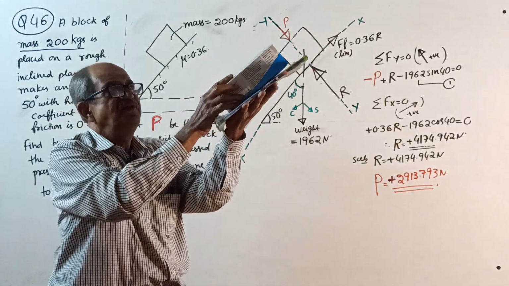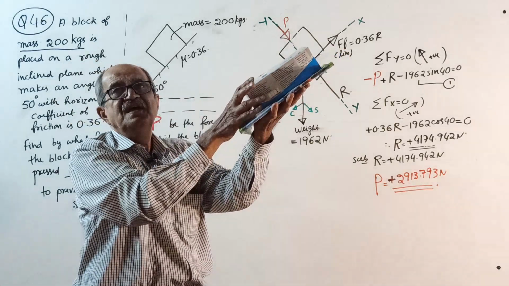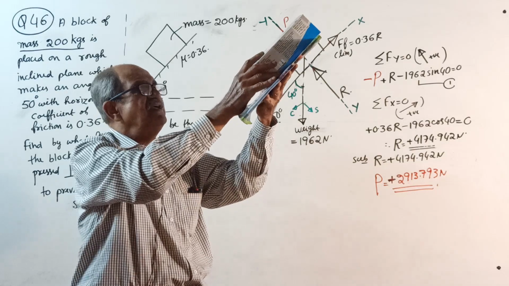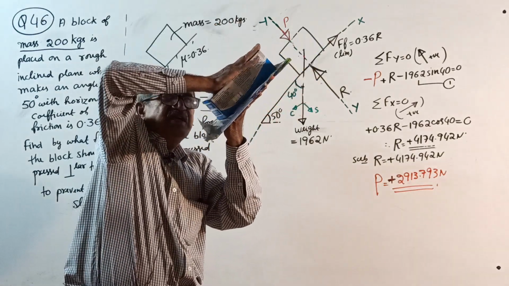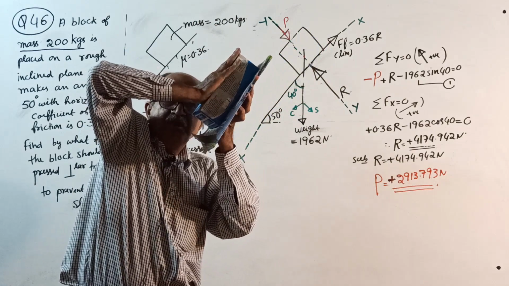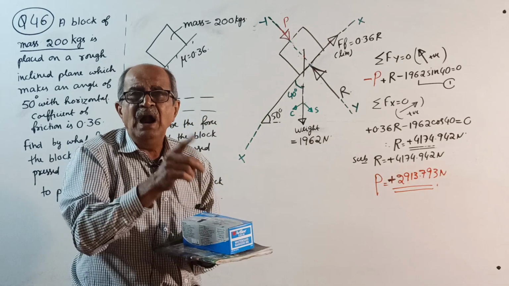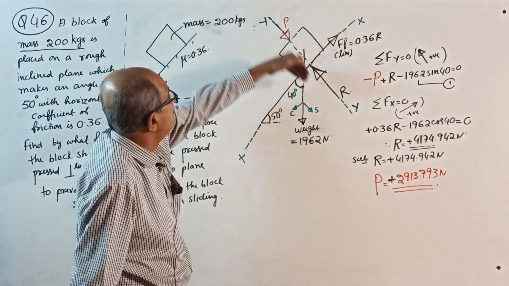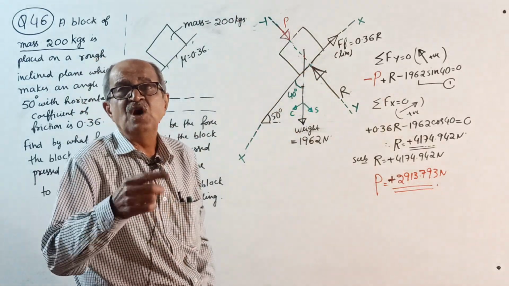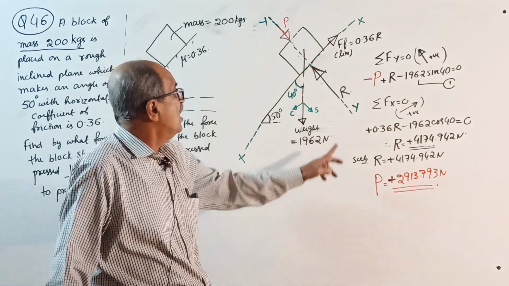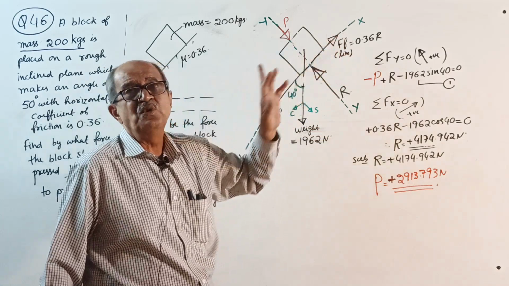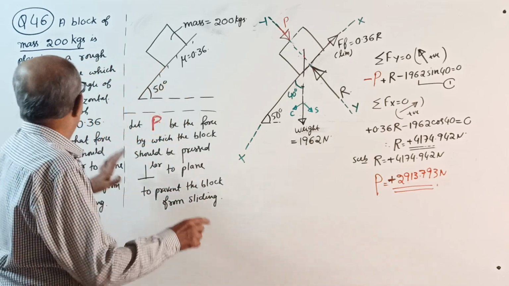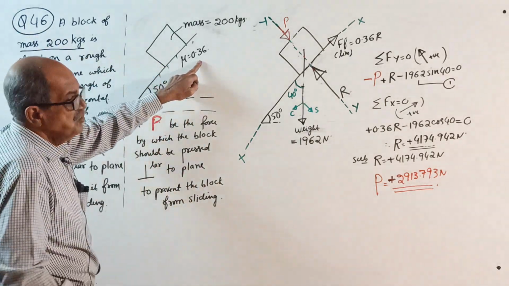As it slides here, how to prevent it? One option is there. Do one thing. When it is sliding here, you press it down, this way. Perpendicular to the plane, press it. What will happen by pressing is, when you press it down by a force, it will increase the normal reaction. When normal reaction is increased, frictional force will also increase. Therefore, actually, the angle is 50 degrees, mu is 0.36.